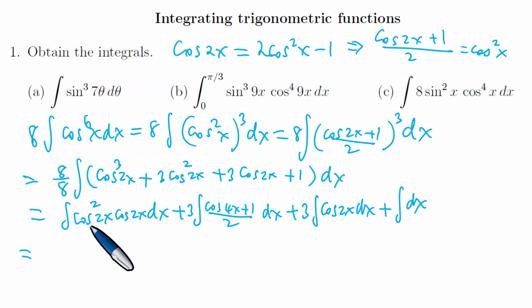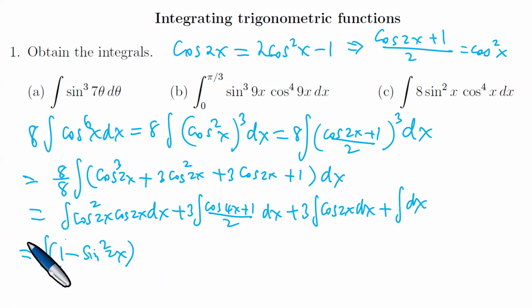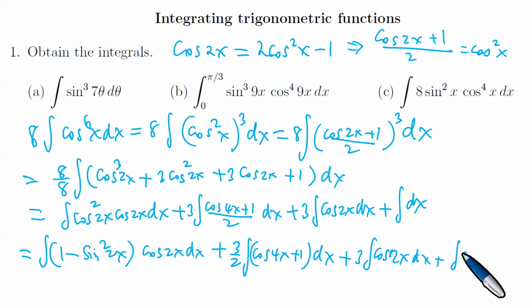Now let's look at this one. When you let u be cosine, the derivative becomes a sine, so we must use the sine somewhere. So cosine squared 2x will be 1 minus sine squared 2x, with the cosine 2x dx. Now this one becomes exactly 3 over 2 times the integral of cosine 4x plus 1 dx, plus 3 times the integral of cosine 2x dx plus the integral of dx.